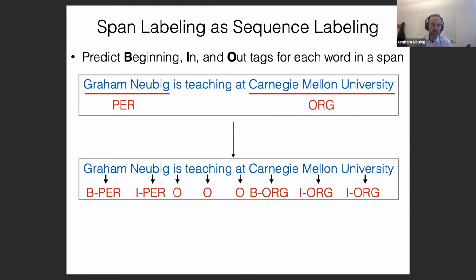How do we constrain the model so that B is predicted before I for a particular entity? That's another really good question. Maybe I'll talk about how we actually do this prediction first and then get back to that question later.